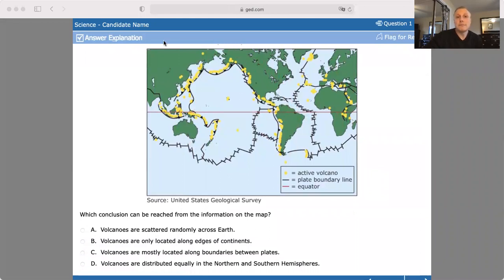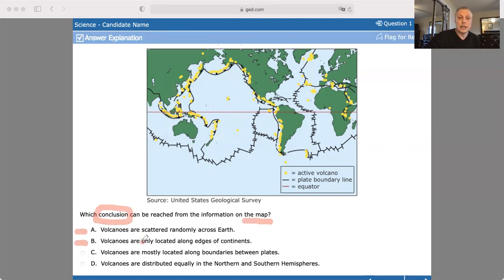And the question, again, always keep in mind, what is the question about, right? It says, which conclusion, meaning what do we see, what do we understand out of the big picture, is reached from the information on the map. So we do have option A, and by elimination, like we always say, it says volcanoes are scattered randomly, right? So option A says there's no pattern, random. Option B says volcanoes are only located along the edges of the continent.